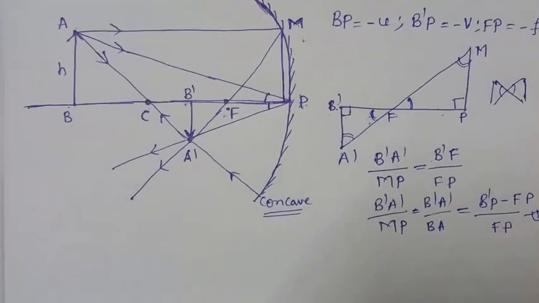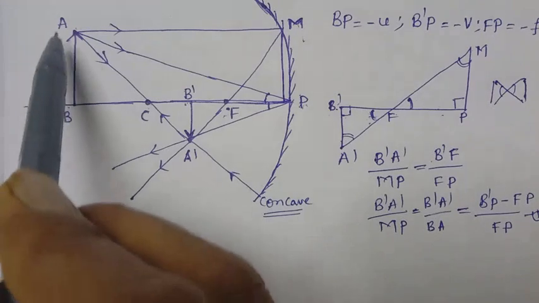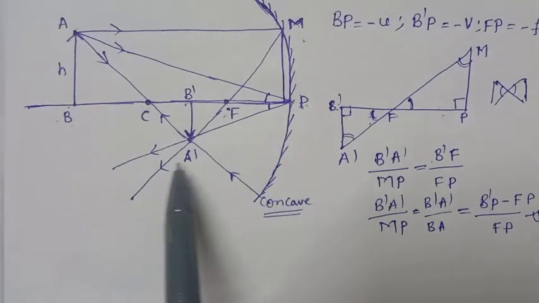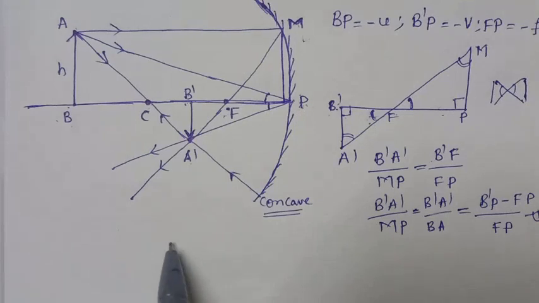And you can consider another similar triangle, that is ABP and A dash B dash P. So I will draw here.